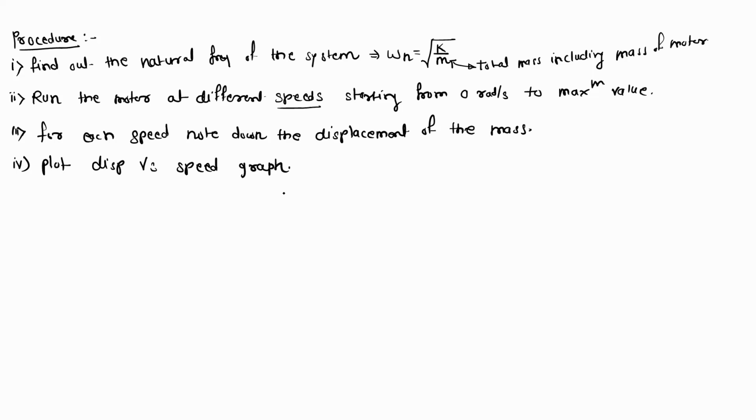Here the first step is we have to find out the natural frequency by using this formula omega n is equal to square root k by m. Then for the experimental purpose, we have to run the motor at different RPMs or different speeds starting from 0 to some maximum value, and this maximum value must be greater than the resonant frequency. Then the third step is for each speed we have to note down the corresponding displacement of the mass, and then we have to plot the displacement versus speed graph, and from this graph we have to find out the resonant speed.